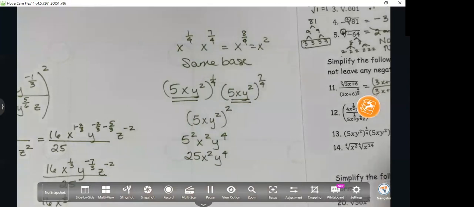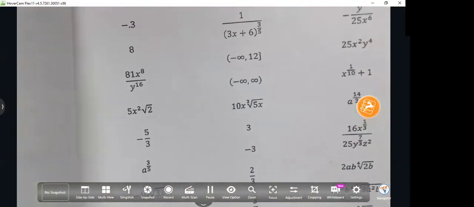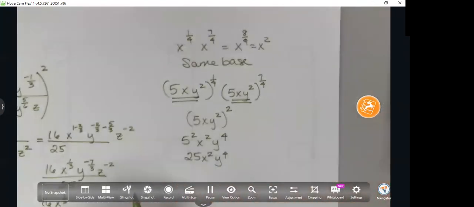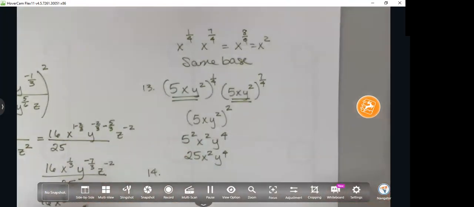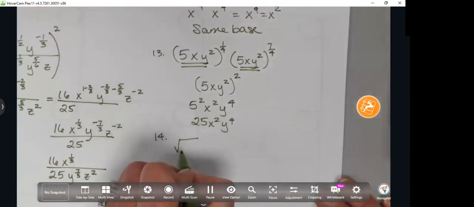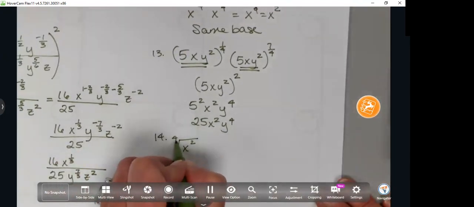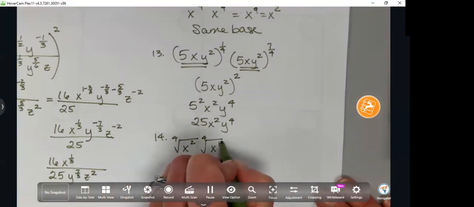And that should be on my page. All right, next, that's 13. 14 is going to be the 4th root of x squared times the 4th root of x to the 14th.